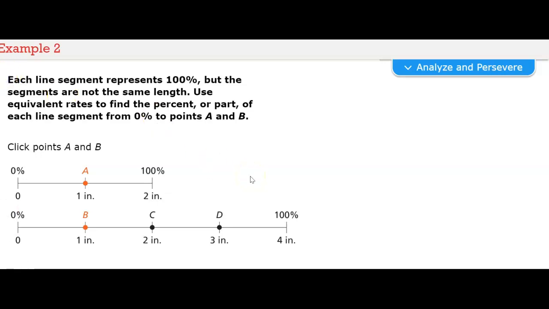Each line segment represents 100%, but the segments are not the same length. Use equivalent rates to find the percent or part of each line segment from 0% to points A and B.